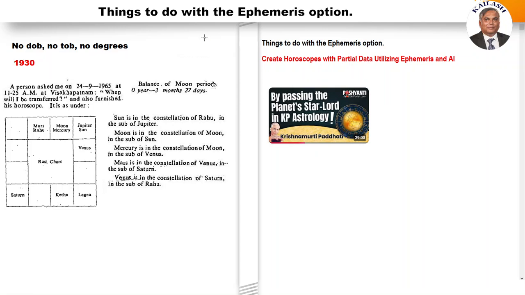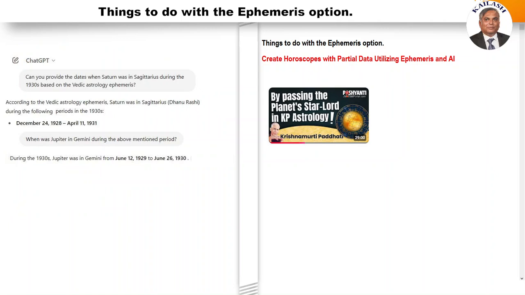I just selected 1930, and then I took the help of AI to match some of the points given in this Rashi chart. You see Jupiter is here, in Gemini, and Saturn is in Sagittarius. So I asked ChatGPT, can you provide the date when Saturn was in Sagittarius during the 30s based on the Vedic astrology ephemeris?